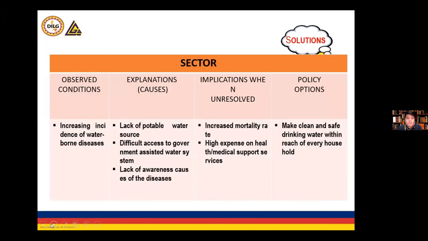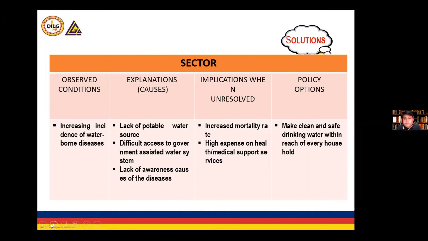So this is an example. Ang observed condition, this is your vision-reality gap analysis, no? Increasing incidence of waterborne diseases. Ang explanation niya is lack of potable water source. Tama nga naman, di ba? Maaaring particular sa mga island municipalities natin. Maaaring dahil mataas yung incidence ng waterborne diseases dahil walang water source, okay? Difficult access to government-assisted water systems, and lack of awareness of causes of the diseases. So, yan yung mga rason based on the analysis ng LGU kung bakit mataas yung waterborne diseases sa kanila.